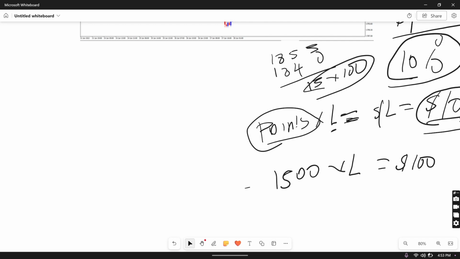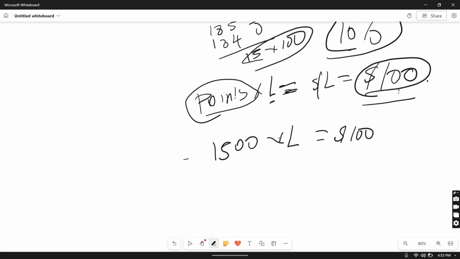Okay, so if you have this one, it's very simple now to know the loss size, the stop loss that you're actually going to be using here, because you are going to be saying divide by 1500, so that you can know. And it's very simple math that you can actually do right here.